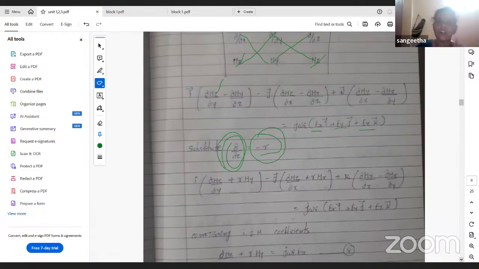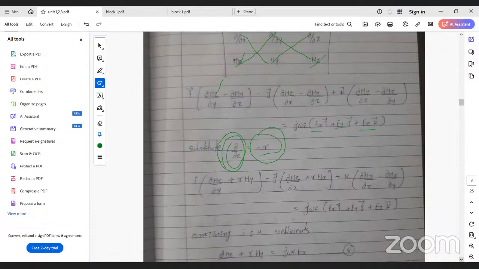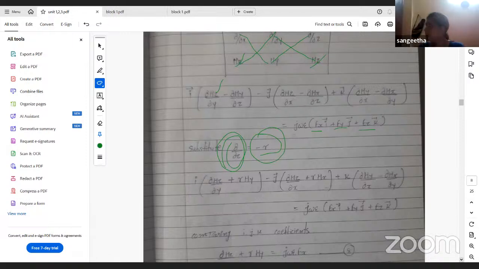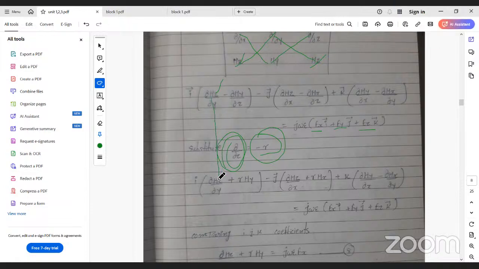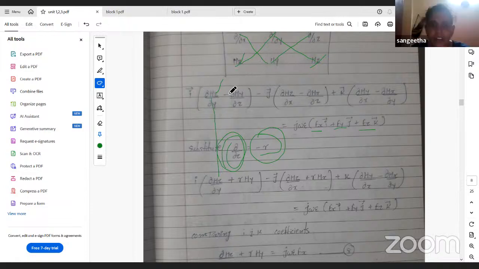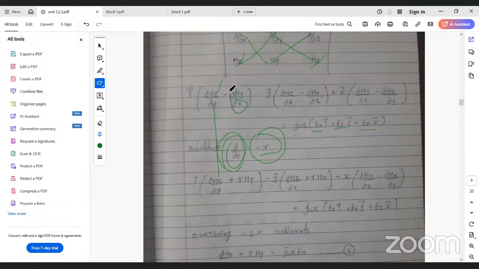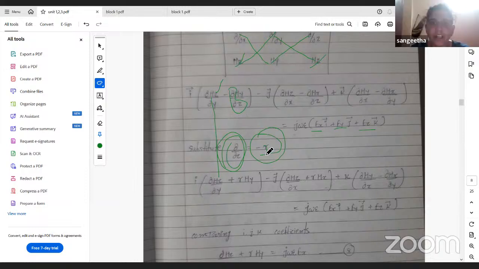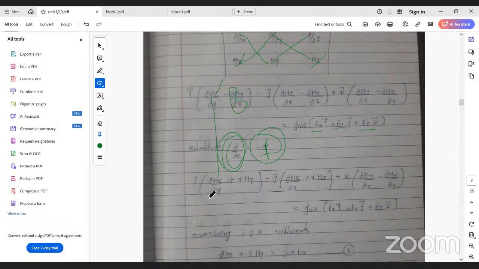Now you cross check. Yes, ma'am. I times dou Hz by dou y. Did it come? Yes, ma'am. Dou by dou z, what did I say? Minus gamma. This is minus of minus gamma, so it is plus gamma Hy. Okay, the first term is fine?